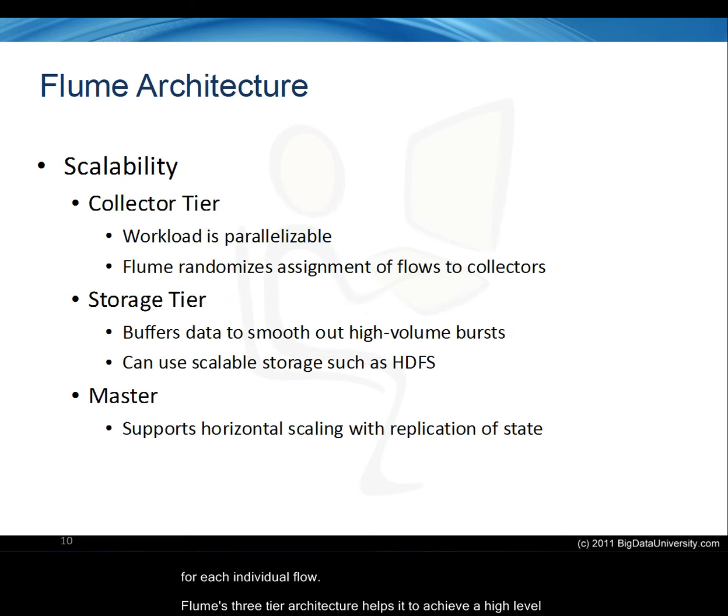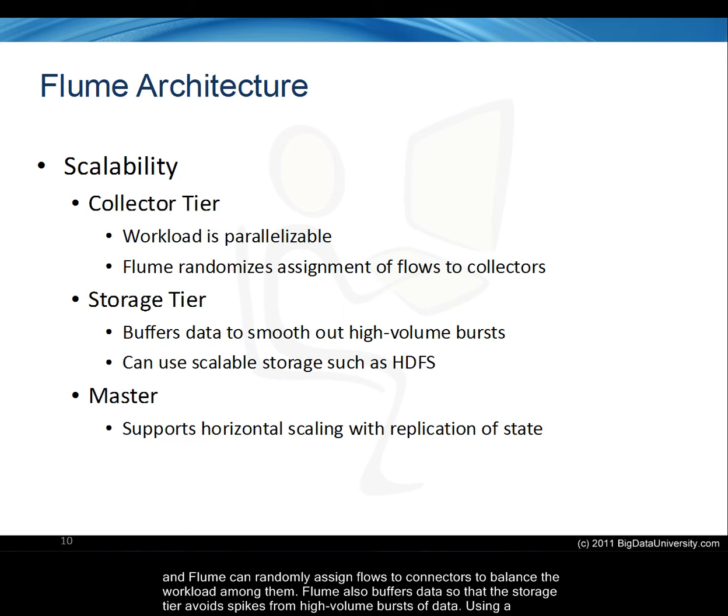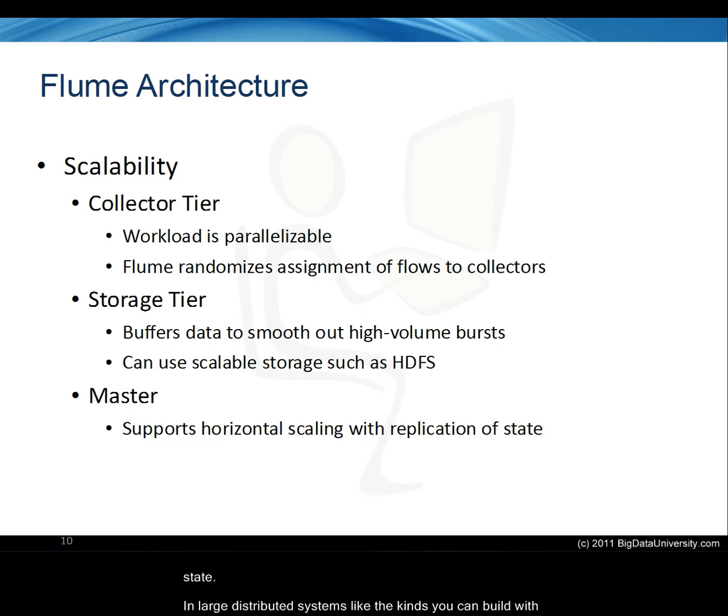Flume's 3-tier architecture helps it to achieve a high level of scalability. The individual layers within that architecture are also designed with scalability in mind. The collector tier lets you have multiple collectors to parallelize the workload, and Flume can randomly assign flows to collectors to balance the workload among them. Flume also buffers data so that the storage tier avoids spikes from high-volume bursts of data. Using a scalable storage system like HDFS also wins you scalability at the storage layer. Even Flume's control mechanism is designed to scale through the use of multiple masters replicating their state.